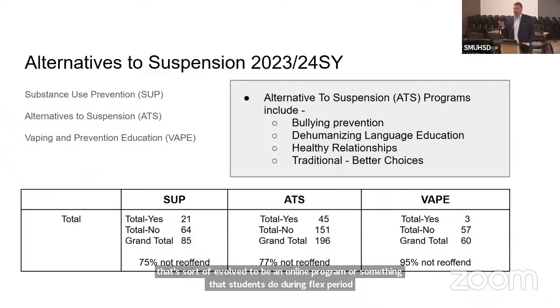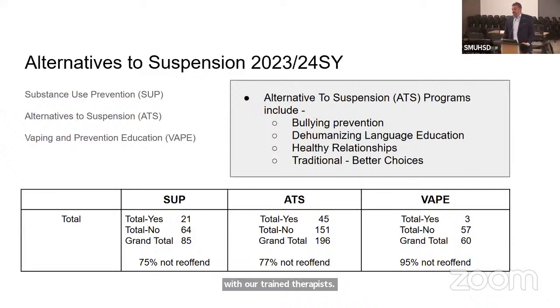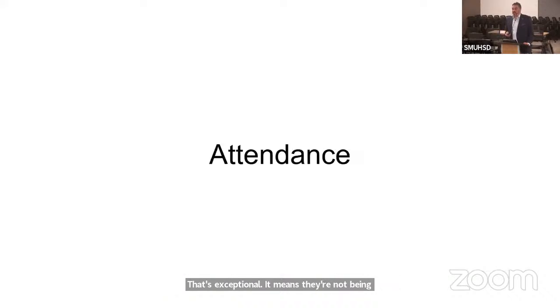trained therapists. The most important part of this data is that you see that 75%, 77%, and 95%, depending on that alternative, do not reoffend. So they do not have another suspendable offense and do not reoffend in the same or a similar category. So really a highlight. Whenever you could hit 70% of anything in education, I'm like, 25% is fantastic. So when we say 70 to 80% of students are not reoffending for something that we educated them on, that's exceptional. It means they're not being suspended for a second offense.